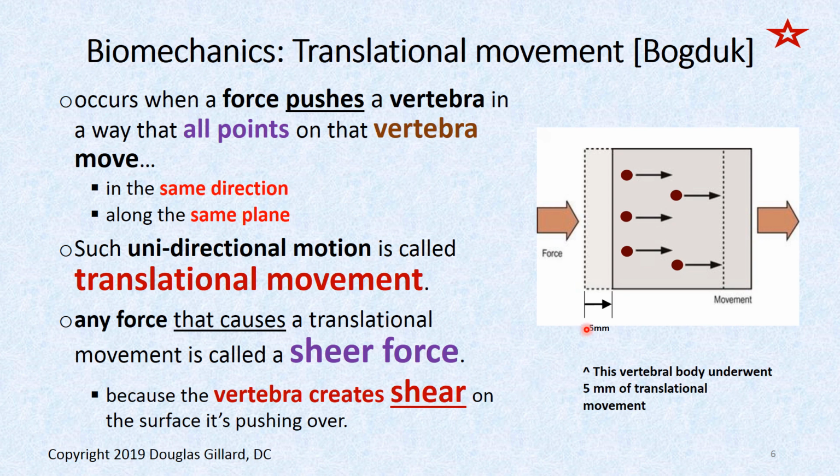Pretty good with that? So in this example, we started with the block in this dotted configuration. A force was imparted on the block, and it slid forward. It's actually slid forward 5 millimeters, since all the points moved in the same direction and in that same horizontal plane, we could say. This is a translational movement. It's just sliding. We're just sliding something.